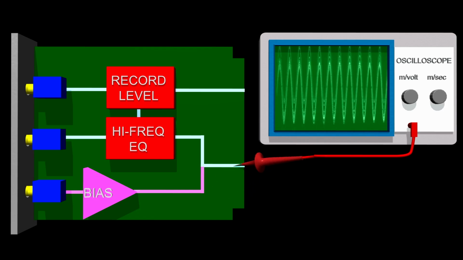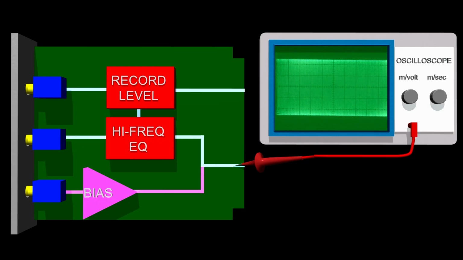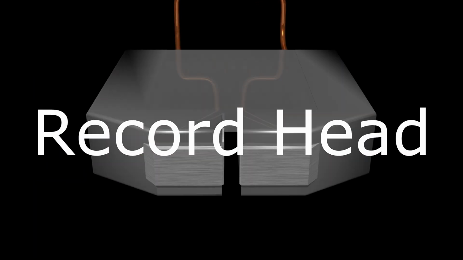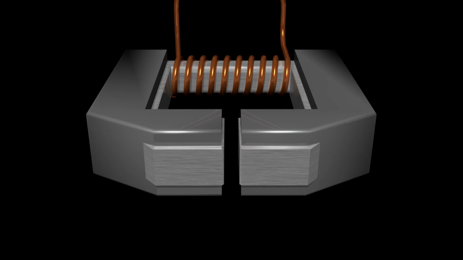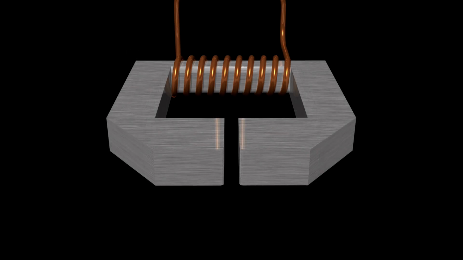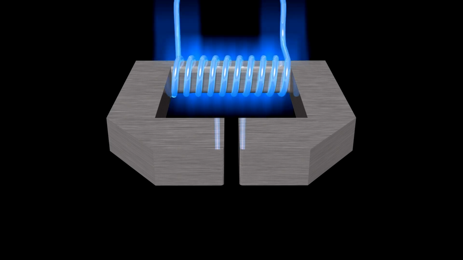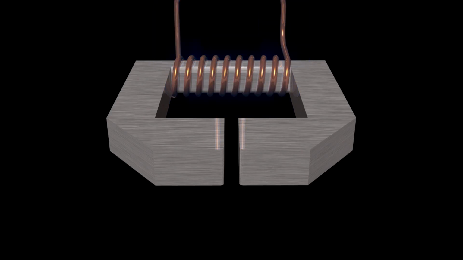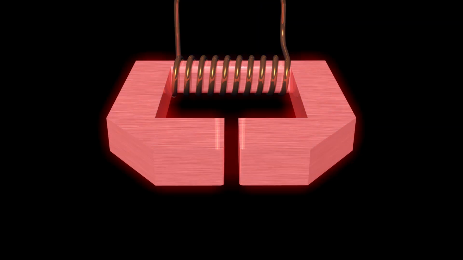The bias signal and the audio are now mixed together. This composite signal is then sent to the record head. Inside the record head is a coil of wire per track. This coil is wrapped around a U-shaped piece of metal that forms the record head. The electric current flowing through the coil of wire generates a magnetic field. In this case, the electric current is your audio and bias signal. The magnetic field generated in the coil makes the metal head a strong electromagnet.